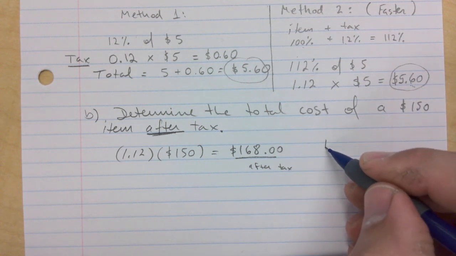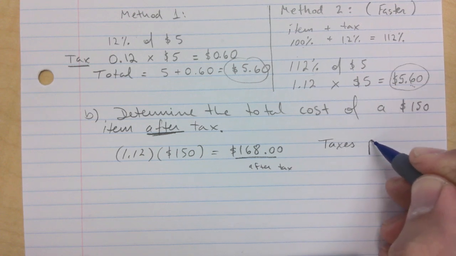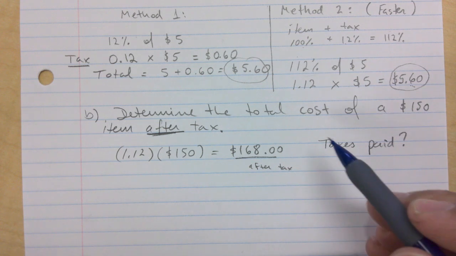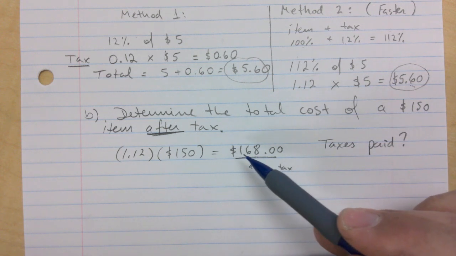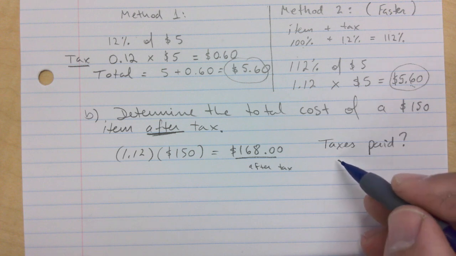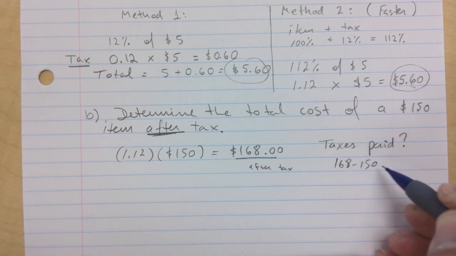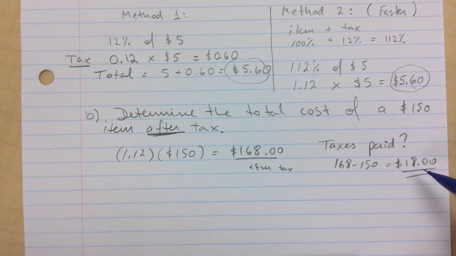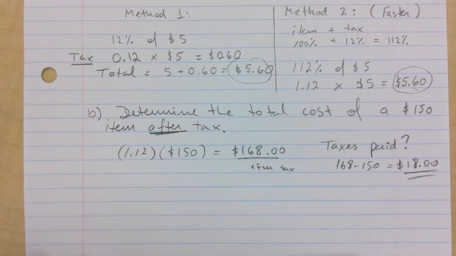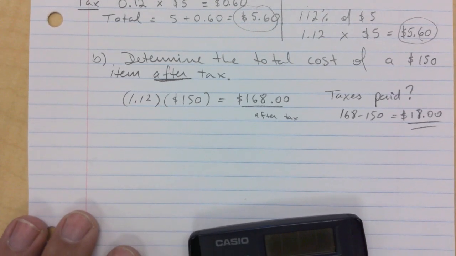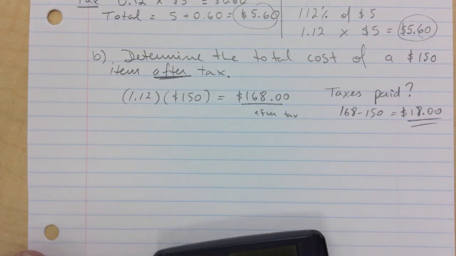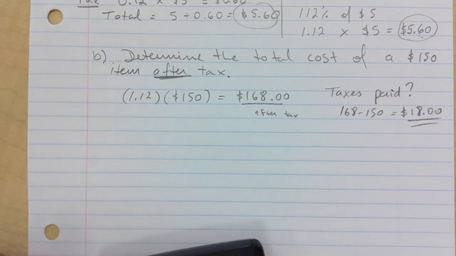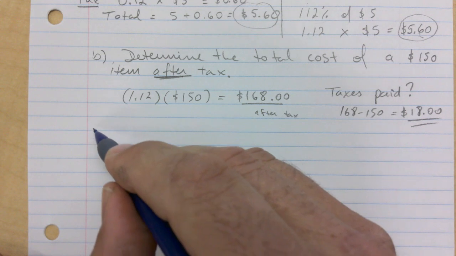How much was taxes paid? If the question asked taxes paid, how much tax did you actually pay? Well, you went from 150 to 168, right? So all you need to do is subtract those two amounts and you end up with $18 taxes paid. Like if they just ask for the taxes, you do it that way. Okay. C.